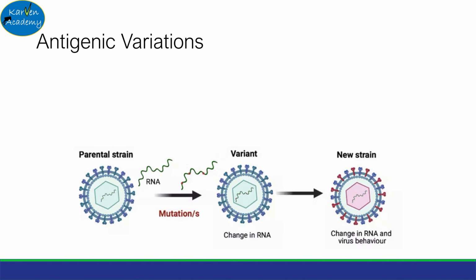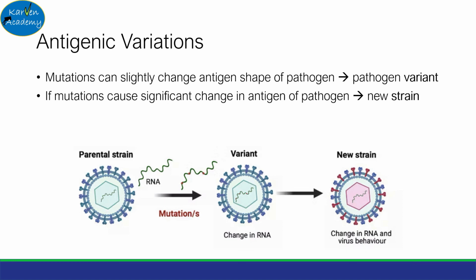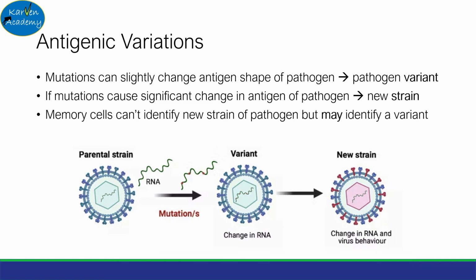So in the final part of this tutorial, let's look at antigenic variation. Mutations, which are defined as a change in the DNA base sequence, can change the shape of the antigen of the pathogen. This is called a pathogenic variant. You may be familiar with the Delta and the Omicron variant of COVID. However, if the mutations cause significant changes to the antigen of the pathogen, we get a new strain of the pathogen. Memory cells cannot identify new strains of the pathogen, while they may identify a variant. So if a new strain comes along, then the body's immune system starts again from the primary immune response.